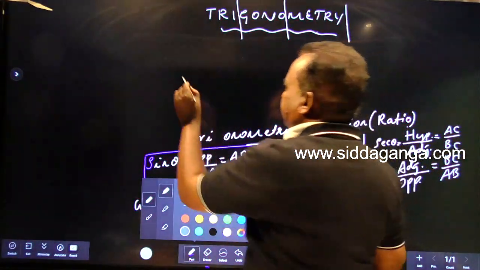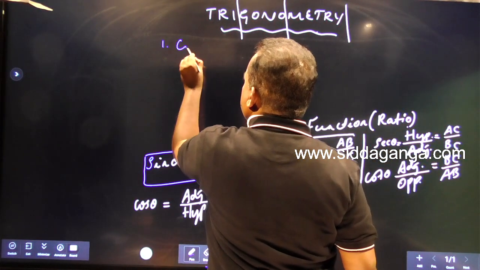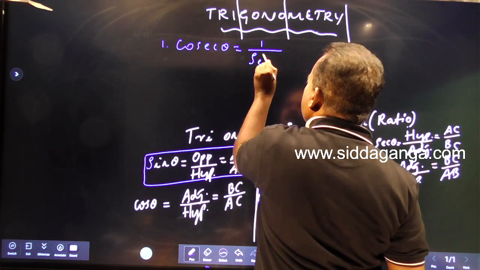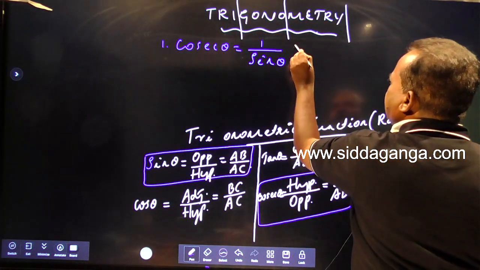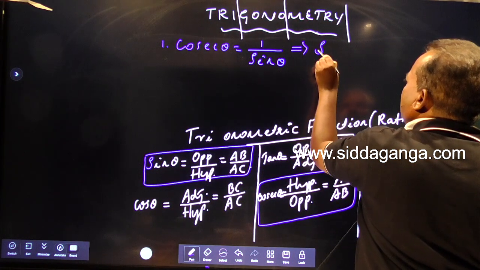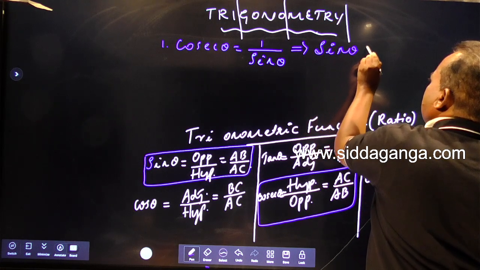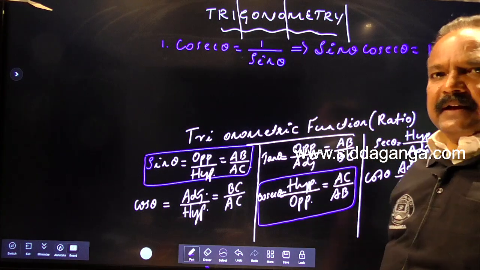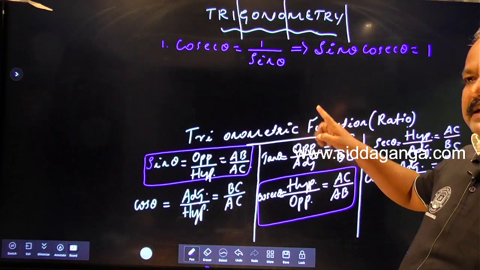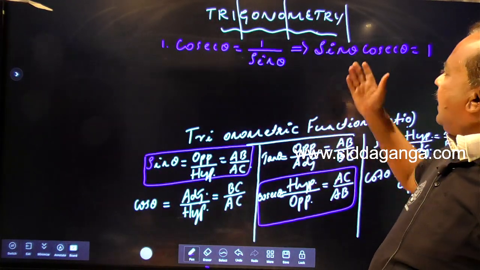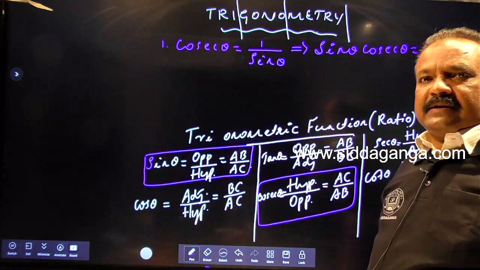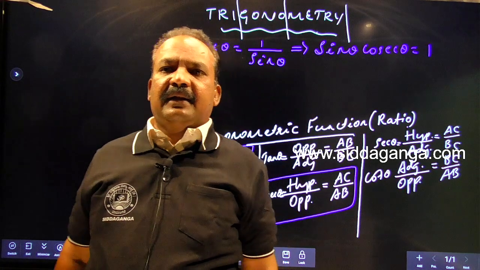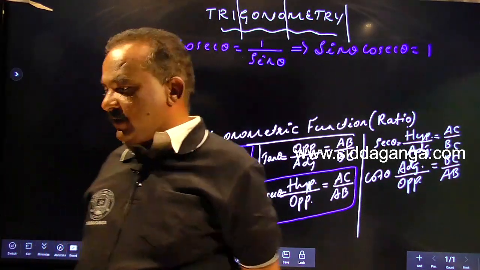So how do you define cosec theta? Cosec theta is the reciprocal of sin theta. Or you can also take sin theta into cosec theta is equal to 1. Cosec theta is the reciprocal of sin theta, or the product of sin theta and cosec theta is equal to 1. So sin theta and cosec theta are considered to be the reciprocal functions of each other.